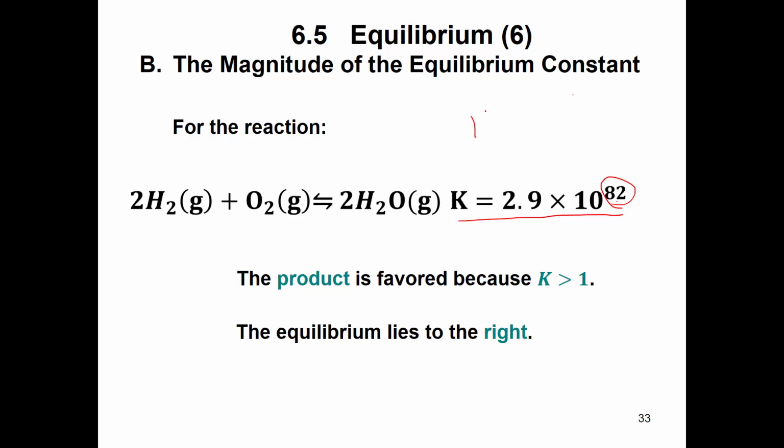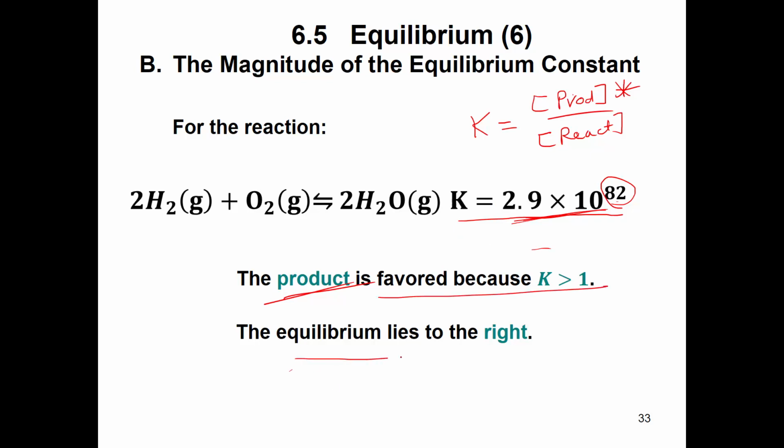since K is equal to the products over the reactants, if this number is big, that means this number is big. So that means that what? The products are going to be in higher concentration, so products are favored, and the equilibrium is going to lie to the right side. So it's going to be more towards this side than it is to the left.